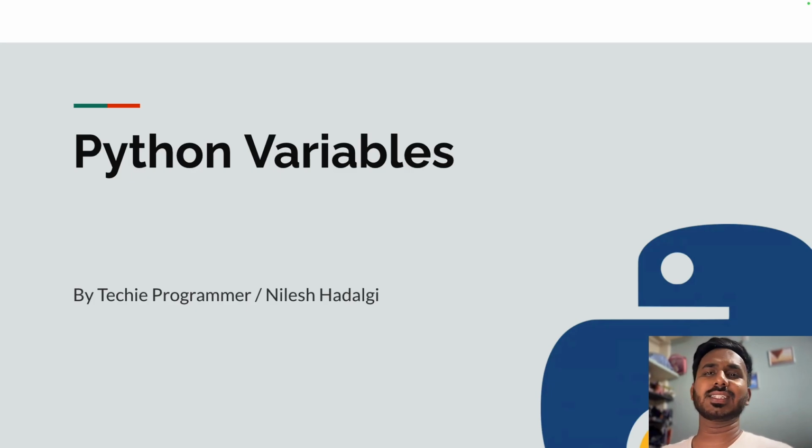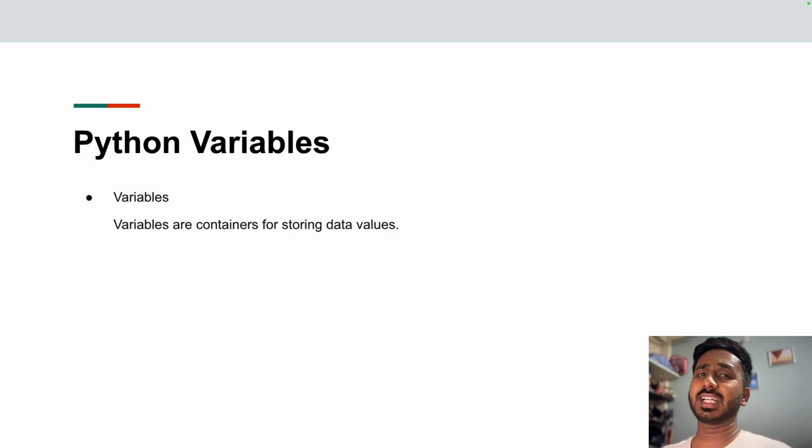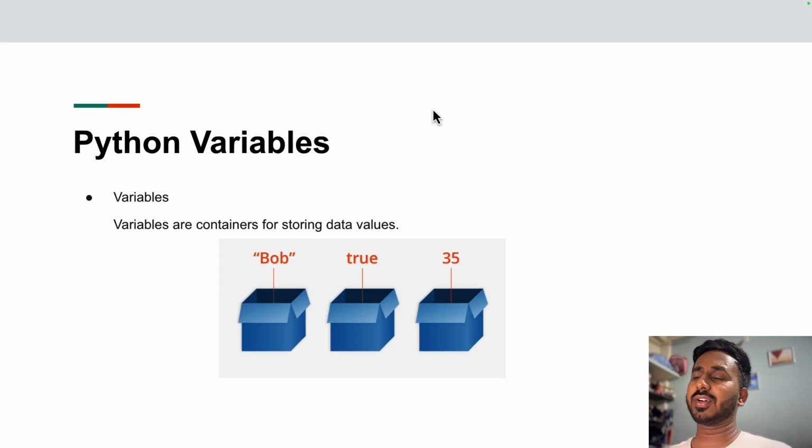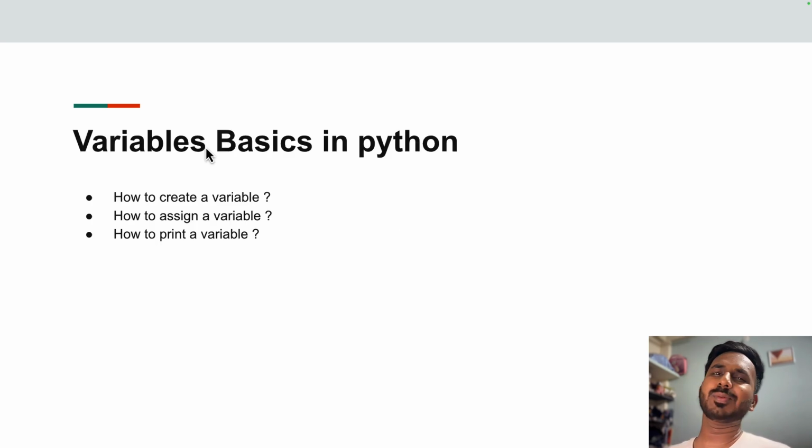So in this video, let's learn about Python variables. Basically, what are variables? Variables are nothing but containers to store values. So for example, these are the containers. We are going to store values like Bob, which is a string, true, which is a boolean, and 35, which is an integer. Variable basics in Python.